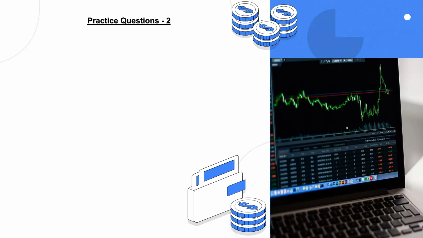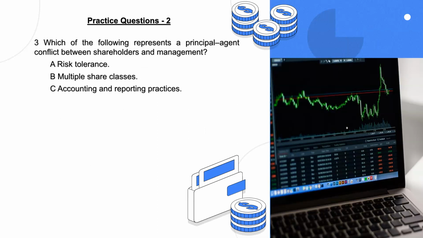Let us see another question. Which of the following represents a principal-agent conflict? In video number 2, we explained what is meant by principal and agent. We said the principal is the shareholder, and the agents are the management or the managers. So what is going to come in A, B, C is a conflict between two groups, the shareholders and management. It is not about shareholder and customer. It's not about management and creditor. This question here is specific. There is a conflict between shareholder and management.